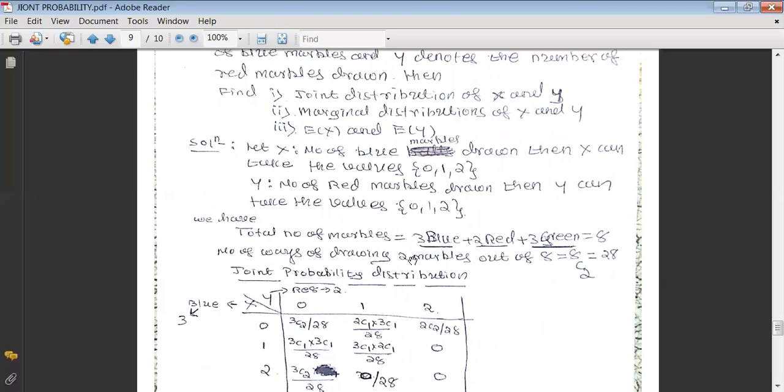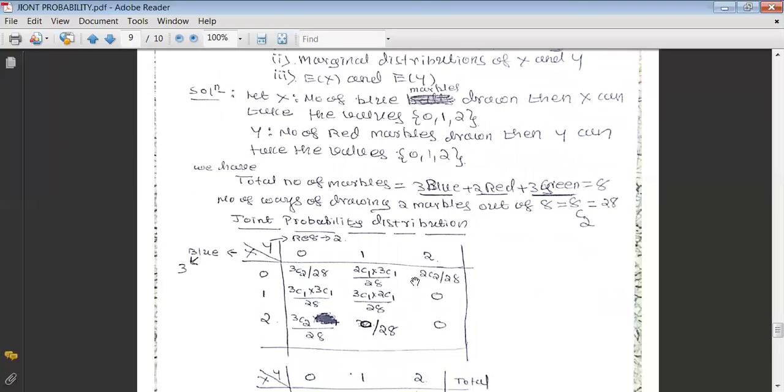Now we are drawing 2 marbles. Out of 8 marbles, any 2 marbles can be drawn in 8C2, that is equal to 28 ways, and this represents N, that is total number of equally likely cases. There are 28 ways of drawing 2 marbles out of 8. Now, let us go on to write the joint distribution, we have to calculate that one.